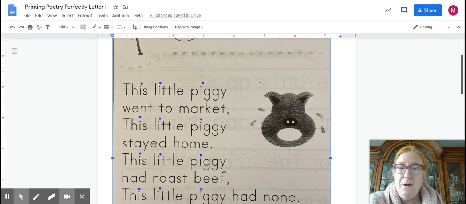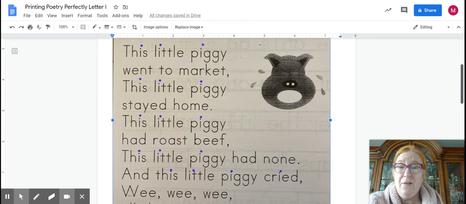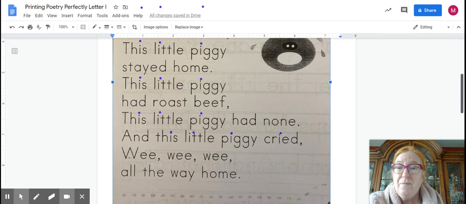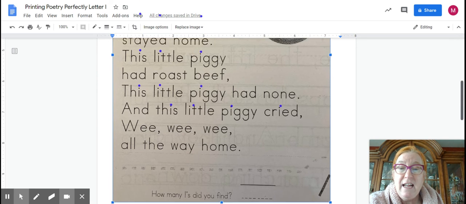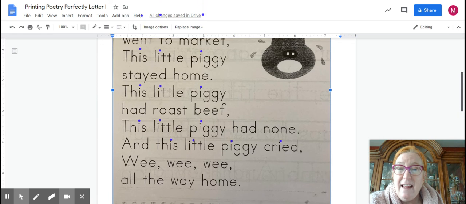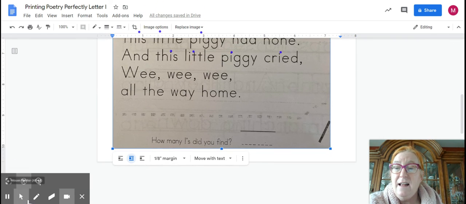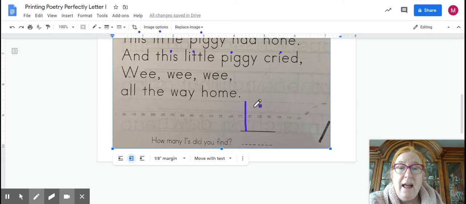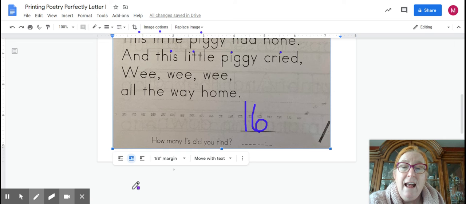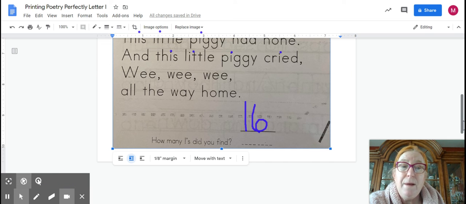This little piggy. Those are three, three, three. Three plus three plus three. That's three threes. That's nine, 10, 11, 12, 13, 14, 15, 16. I think I found all of them. I think there are 16 letter I's in this poem today. And so I will write a 1 for the 10 and 6 more. 10 plus 6 is 16. So there are 16 I's in the poem, This Little Piggy.